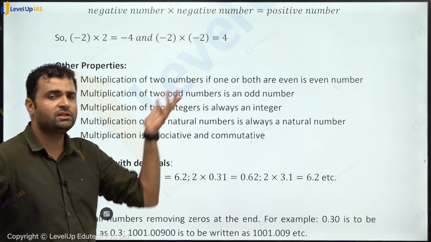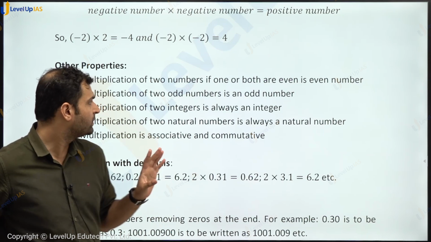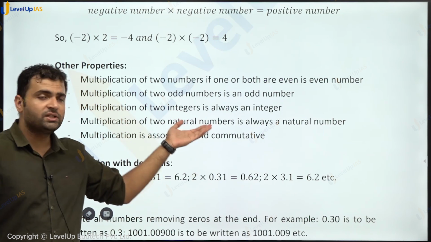Multiplication of two odd numbers is an odd number. 5 into 7, 35. You can take examples to verify. Multiplication of two integers is always an integer.